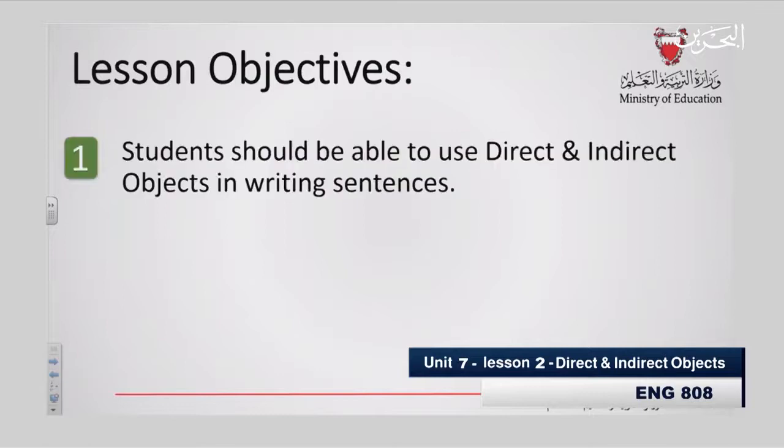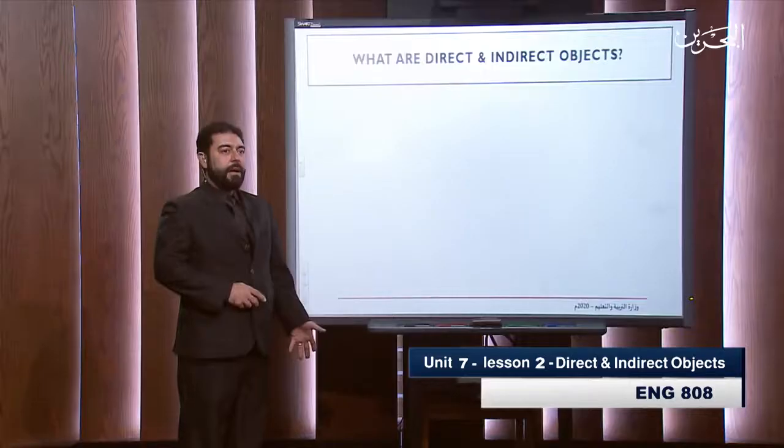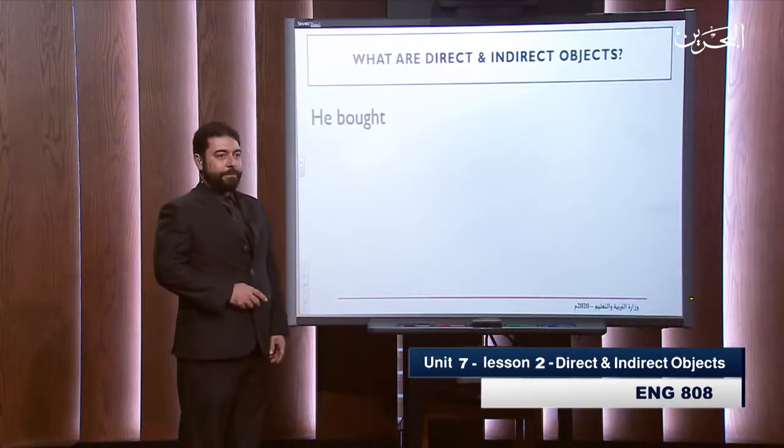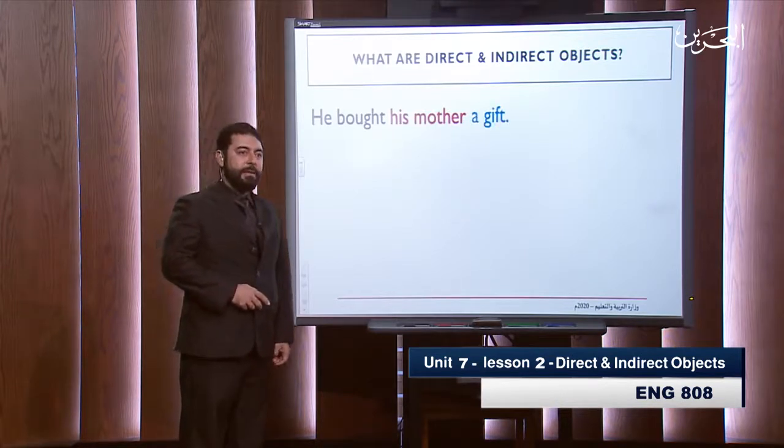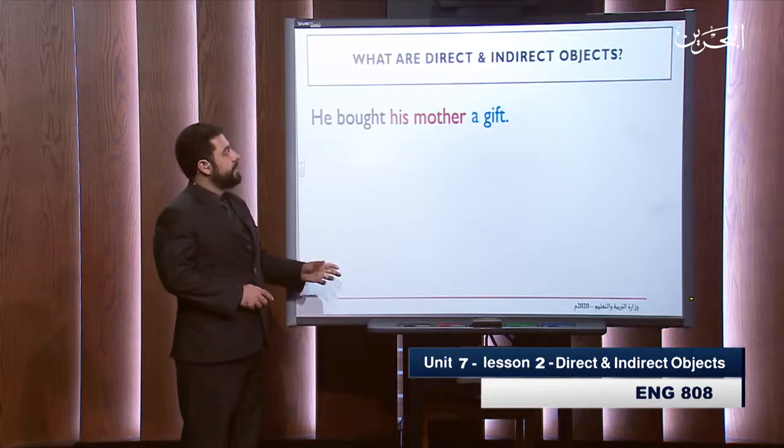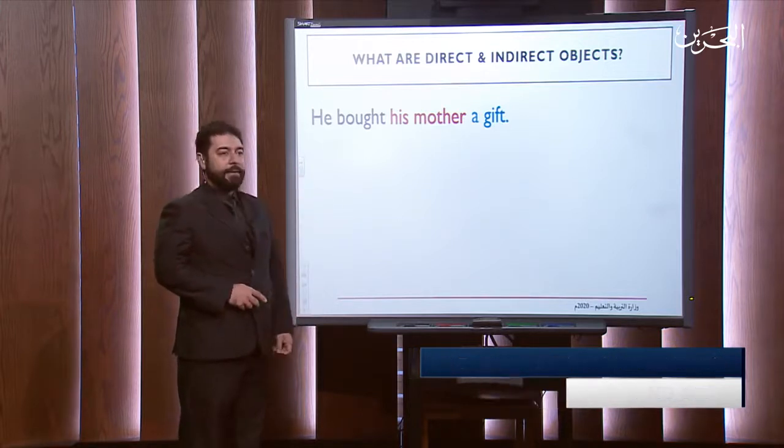So, lesson objectives. By the end of the lesson, you should be able to use the direct and indirect objects in writing sentences. So, what are direct and indirect objects? Let me show you with an example. He bought his mother a gift. Within this sentence, we have an indirect and direct object.